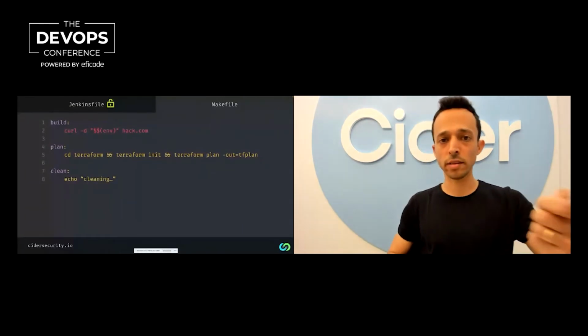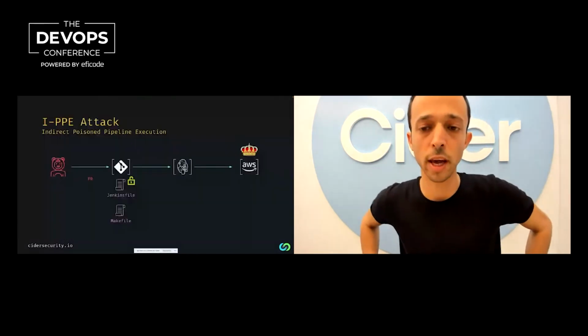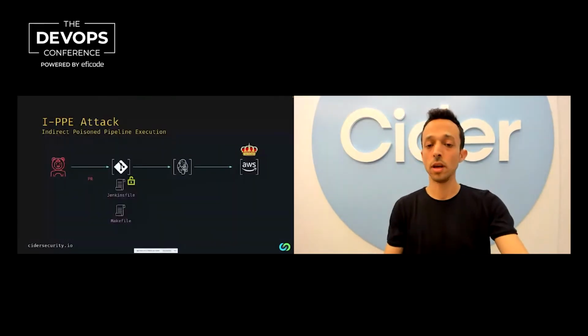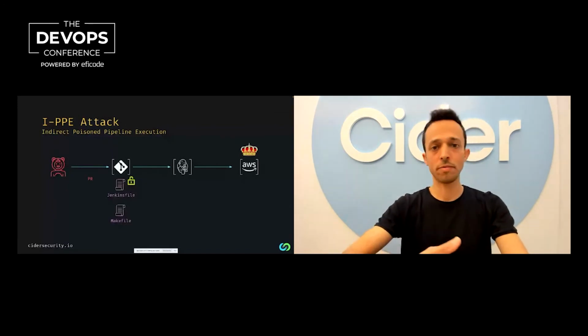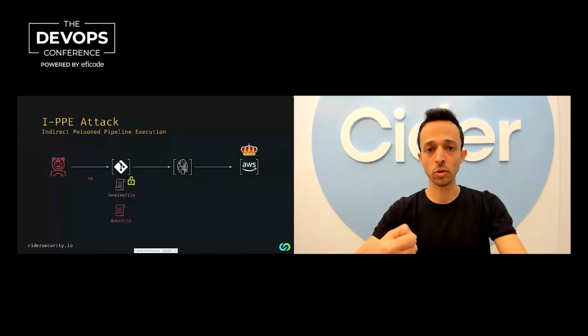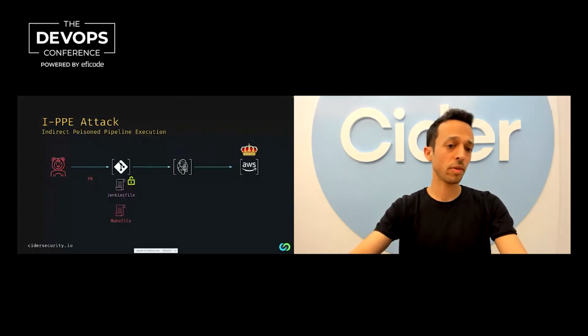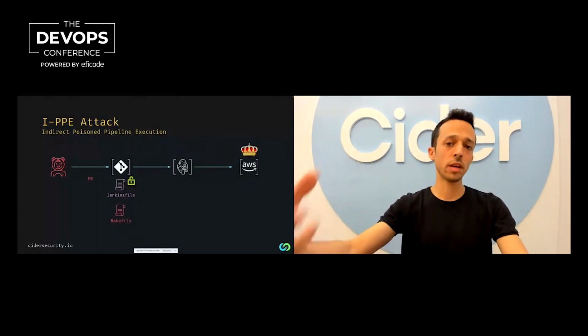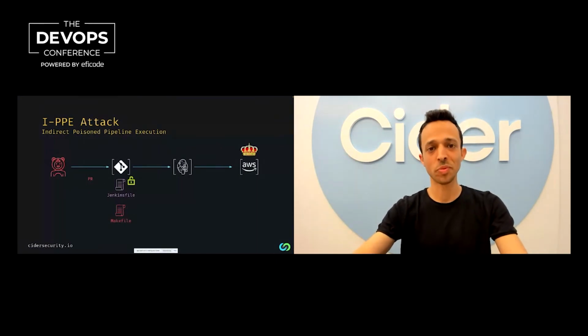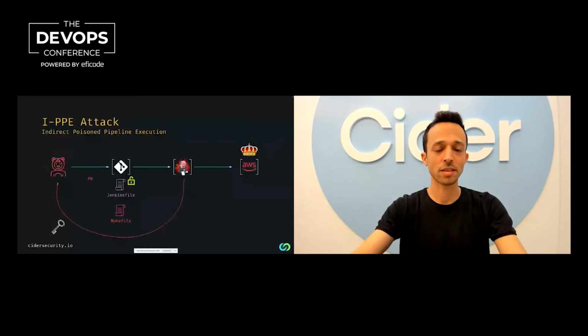Now, the attacker creates a pull request in order to execute indirect PPE. He creates a pull request with the original Jenkins file because he cannot change it, but with the malicious make file. The pipeline is triggered and fetches the code from the repository, including the malicious make file. The Jenkins file starts running the build stage, loads the AWS credentials into memory, and the make build command, which is now executing malicious commands, sends the credentials to the attacker, who can now access production, AWS in this case.